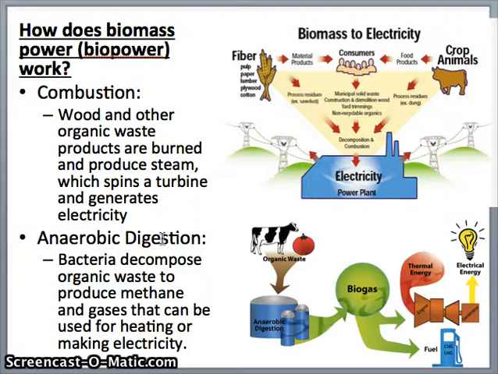The other way that biopower can generate electricity is through anaerobic digestion. Anaerobic means without oxygen. So there's bacteria cells that can decompose organic waste without oxygen to produce methane and other gases. And this picture shows you another word for methane and other gases is biogas. This gas can be used to make fuel, thermal energy, which can make electricity.